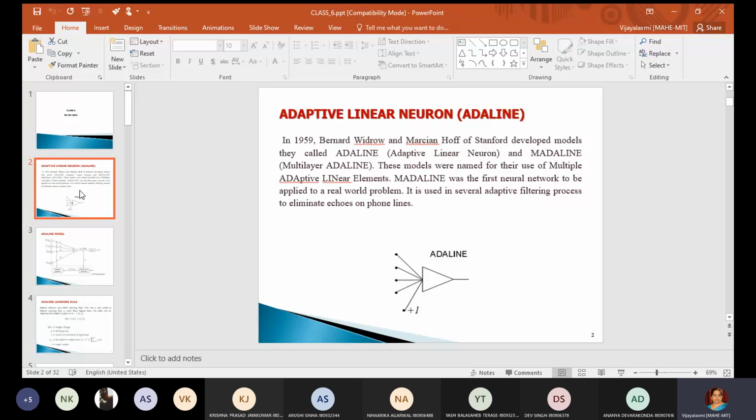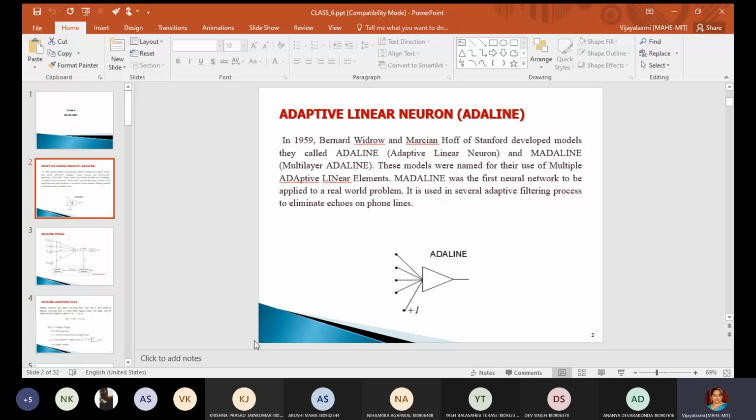Because after this, as I have told earlier, we are going to discuss one more, the multiple adaptive linear neural network model, and the backpropagation model. Let us not get confused. So today, let us discuss the Adaline model. We will solve one or two problems that will make the concepts clear. So, introduction to this adaptive linear neuron model.